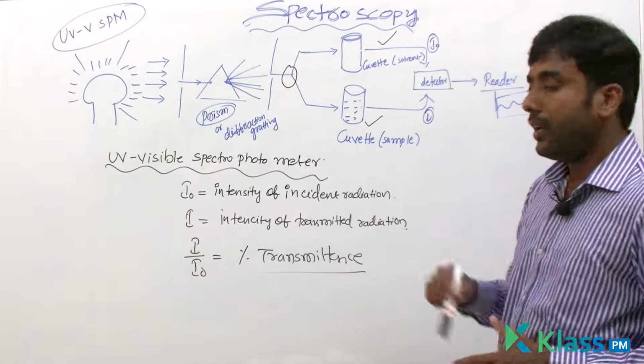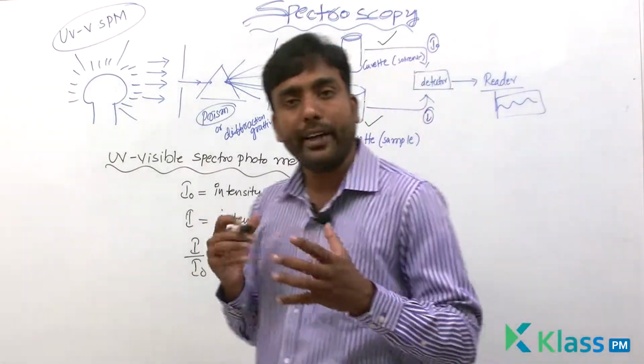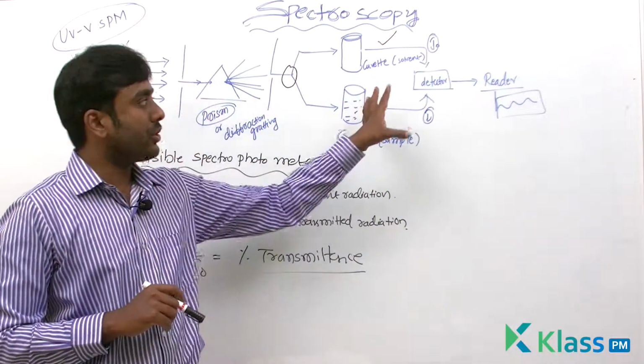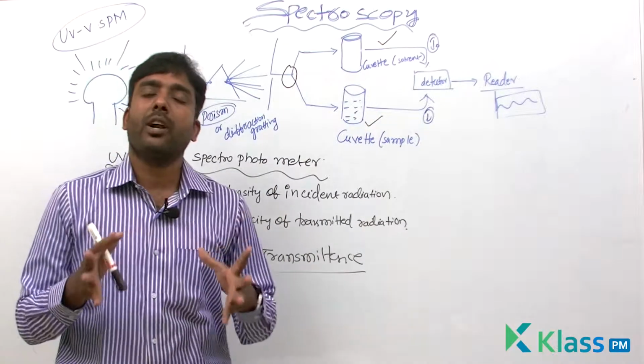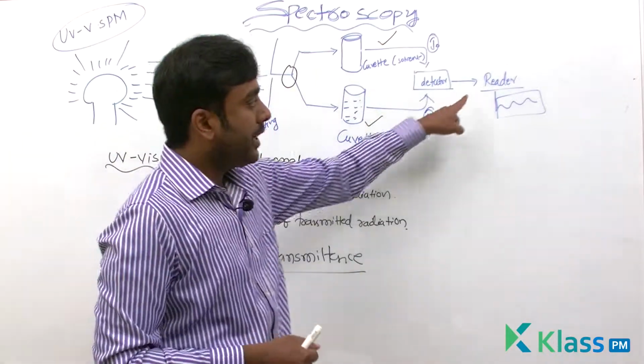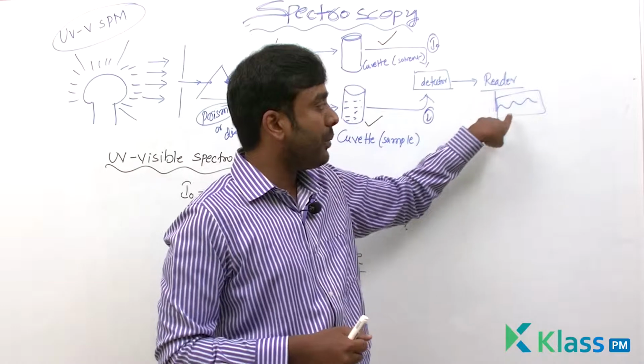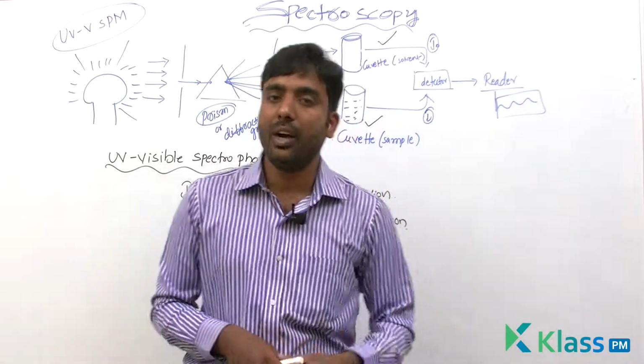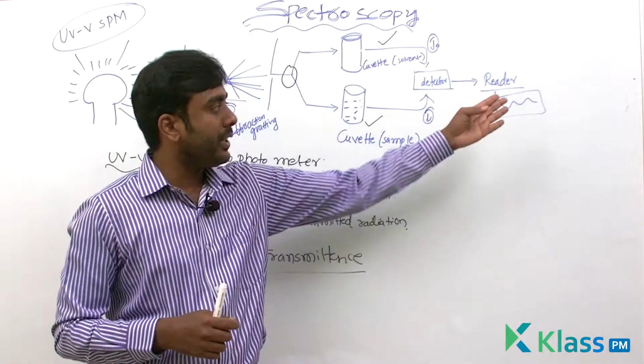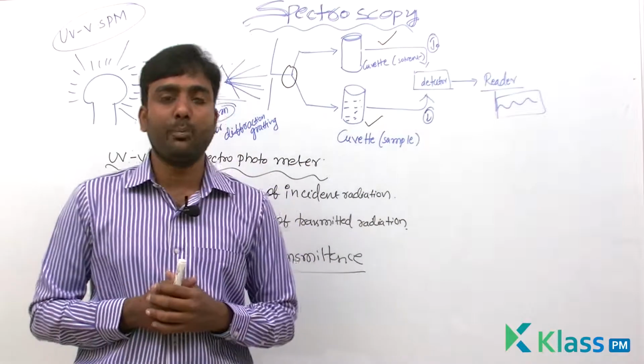And there is an electronic detector, which measures the intensity of the transmitted radiation, and there is a readout machine, which shows the graph against the transmittance. Here there is a reader which measures the absorbance.